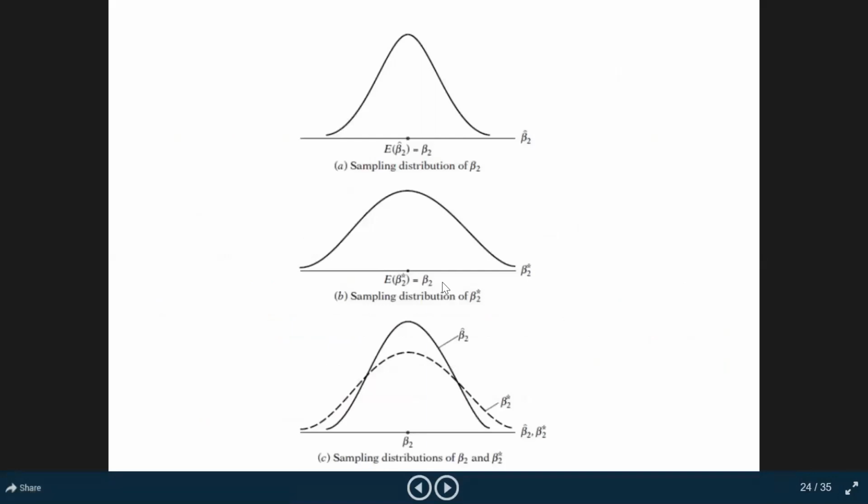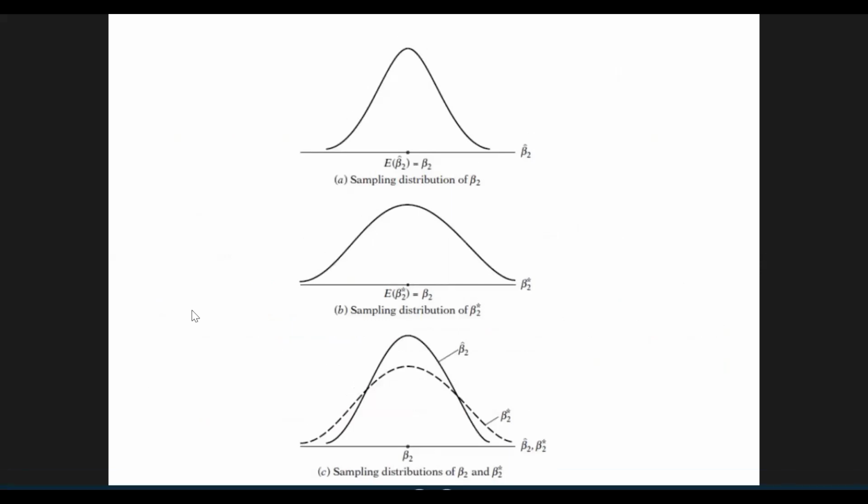So here it is. The sampling distribution of beta 2 hat and the sampling distribution of beta 2 star. We showed that the variance of beta 2 hat is smaller than that of beta 2 star, and the one having the minimum variance will be preferred. They showed in the first one that beta 2 hat is unbiased for beta 2 and beta 2 star is unbiased for beta 2, and these are their corresponding distributions.